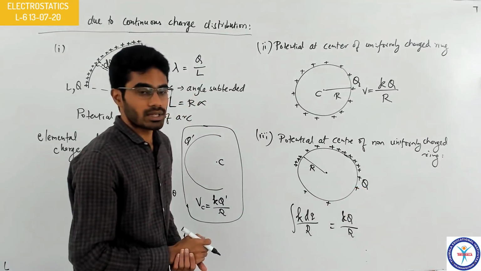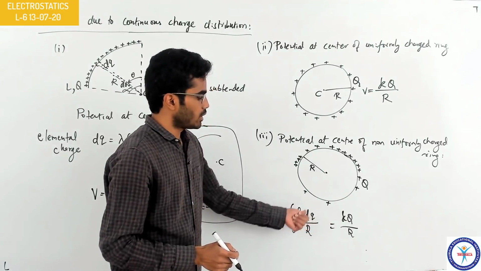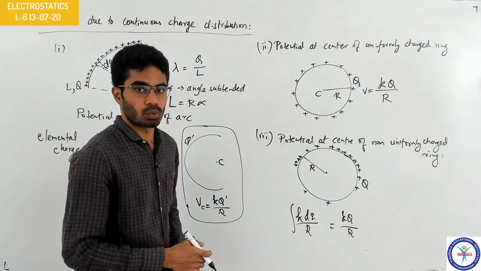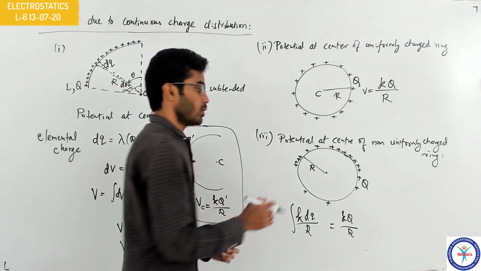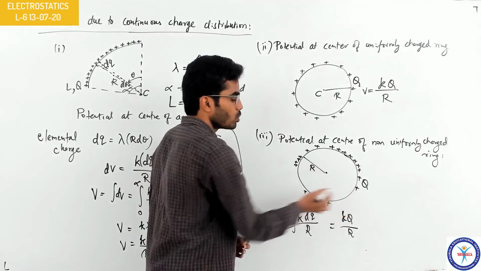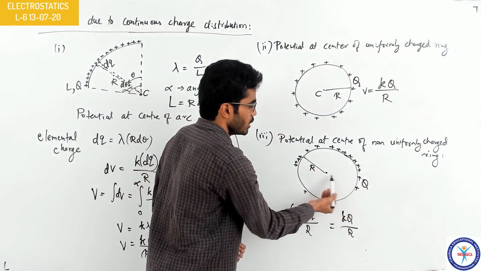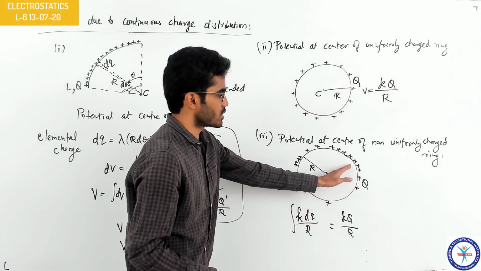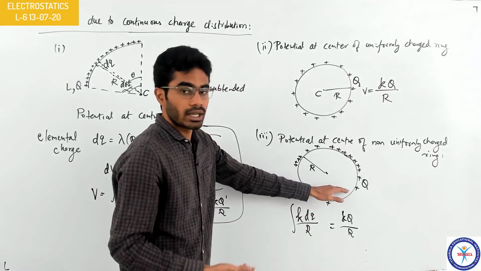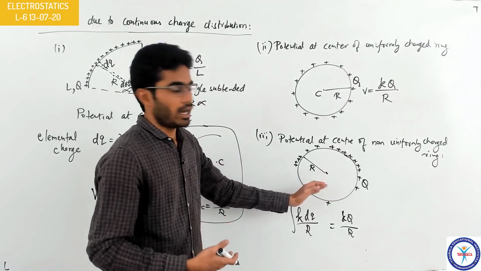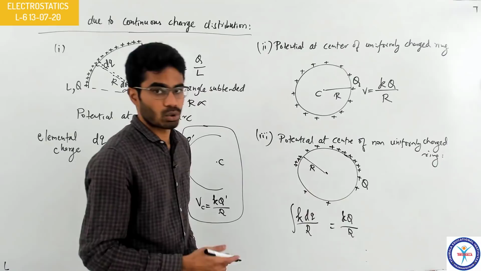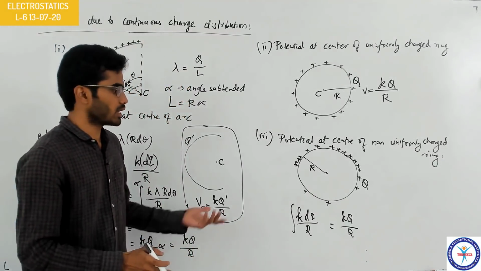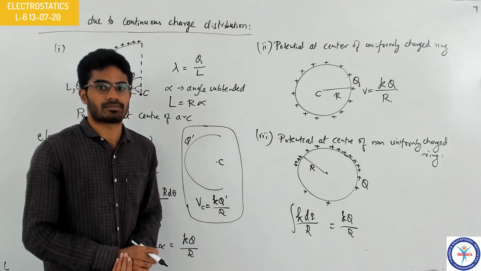Why? How can we do this? We can directly add the total charge. K by r is a constant and integral dq gives us total charge q. Why is this possible? Only because even though the charge is non-uniformly distributed, the potential due to each elemental charge is the same value. Wherever the charge is, whether the dq is here or here, it will give the same potential k dq by r. And if you sum up all that, you will get kq by r. So this is an interesting result. For even uniformly charged or non-uniformly charged, we get the same value of potential at the center.